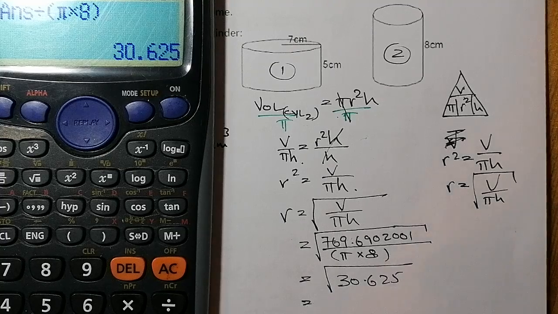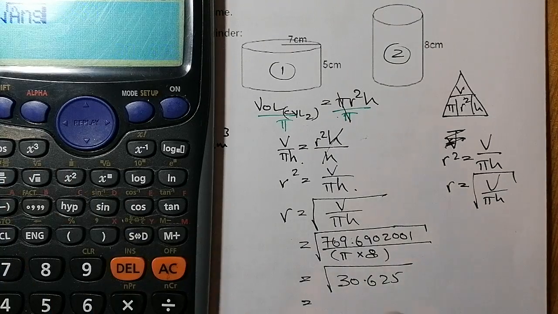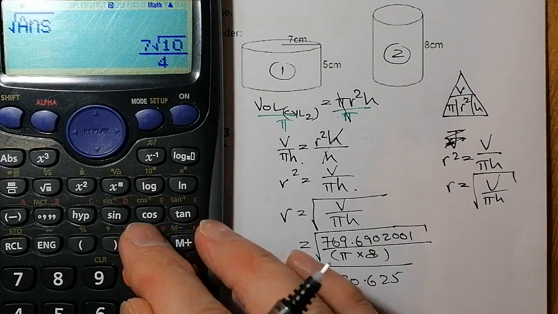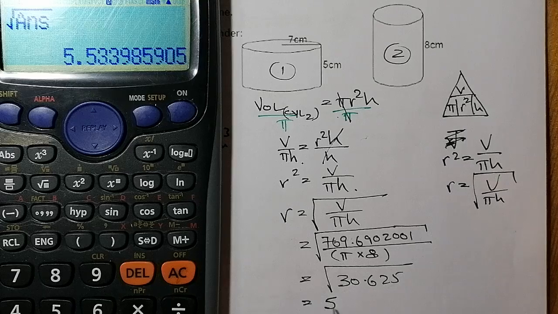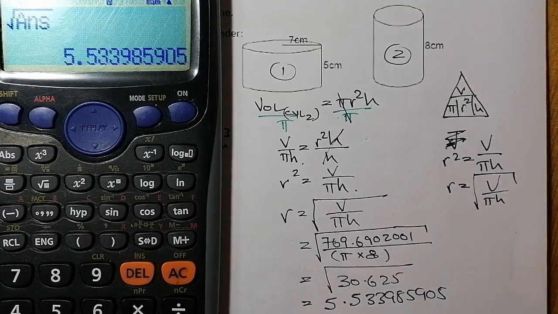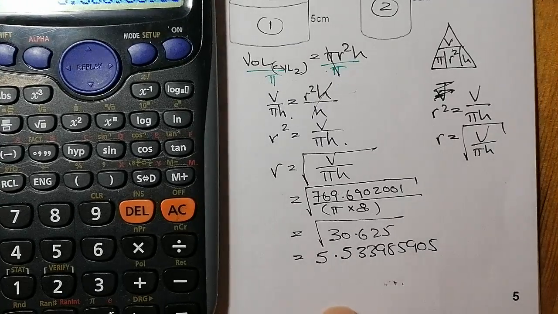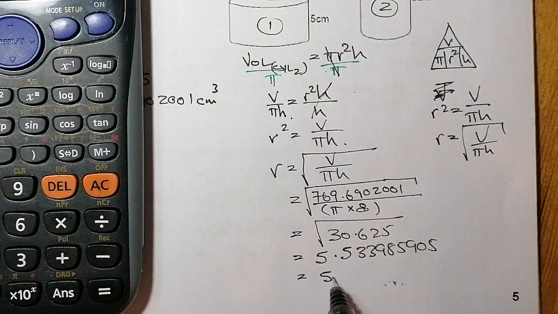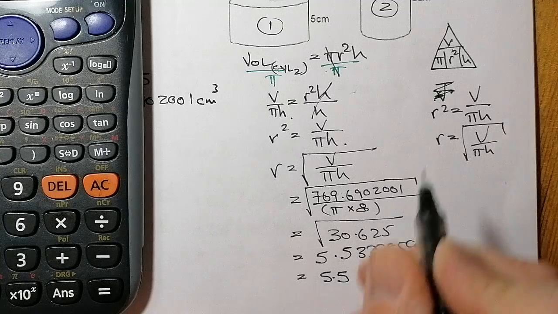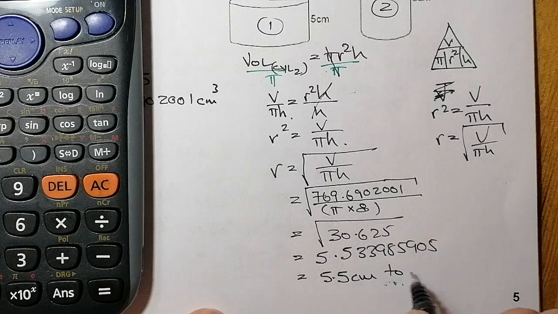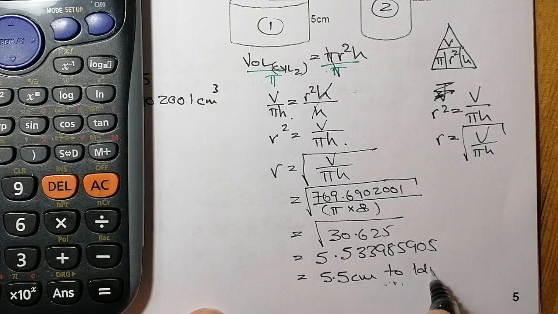Still to get the square root of that. So square root, answer, pulls that answer in, and that equals, press the SD button. So that's going to be 5.533985905. I'm just going to go to one decimal place, better than what we've been given. So that's going to be 5.5, and that's in centimetres, to one decimal place.